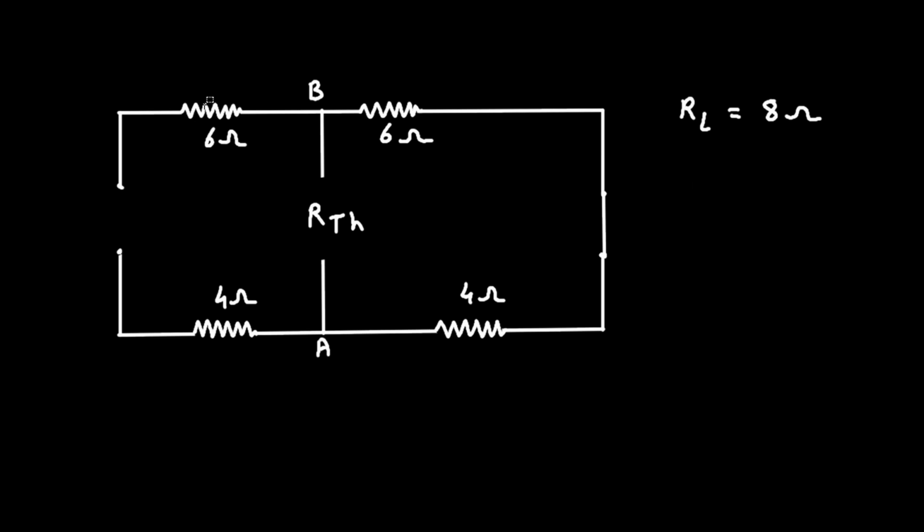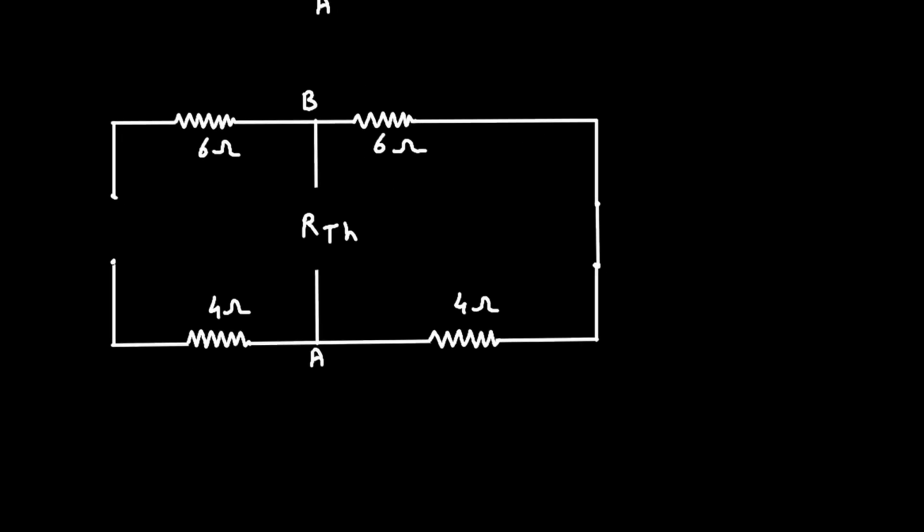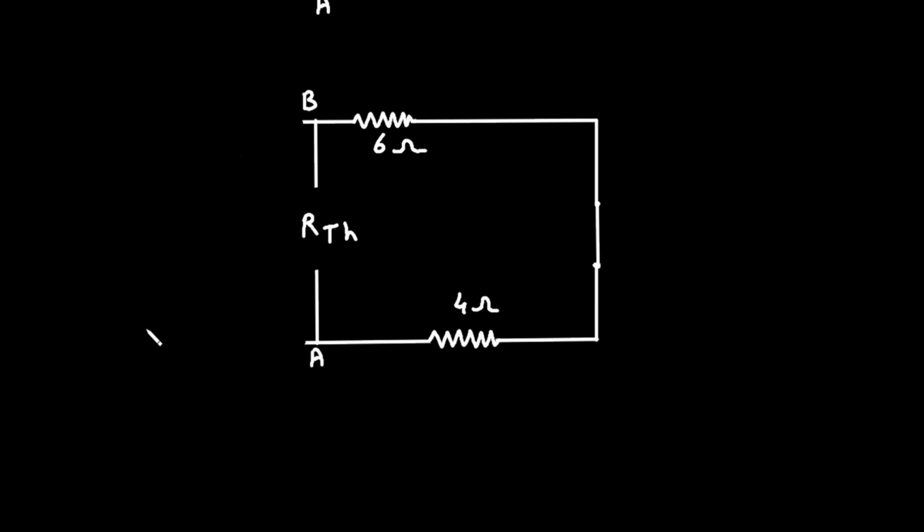But here we can see this 6 ohm and 4 ohm are open circuited. So again we can redraw this. And we can remove these two resistors. Now we can easily find the value of RTH. So RTH is equal to 6 ohm is in series with 4 ohm. So it will be 6 plus 4. So therefore RTH is equal to 10 ohm.